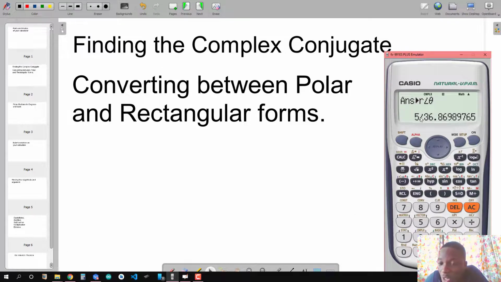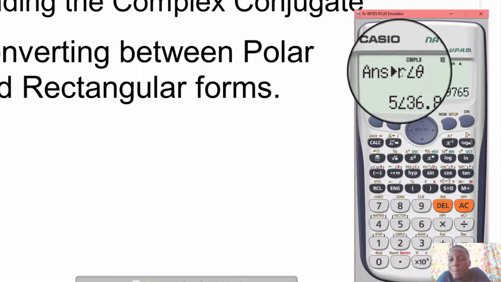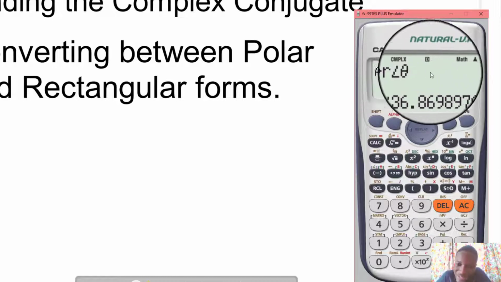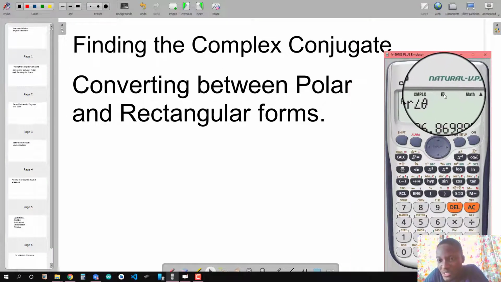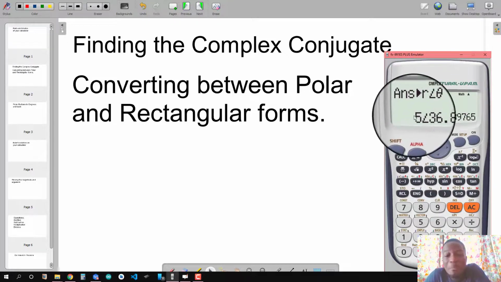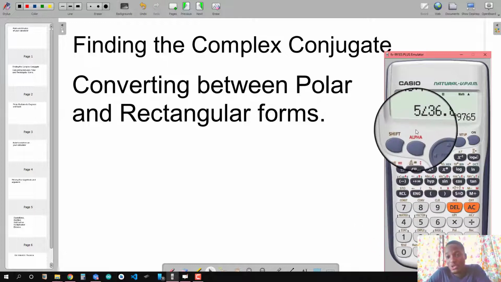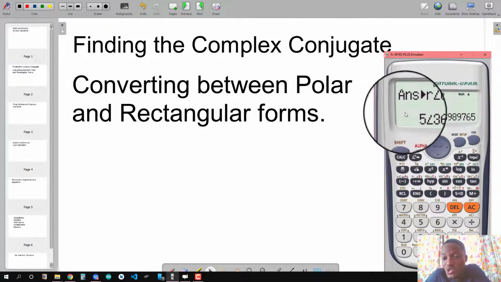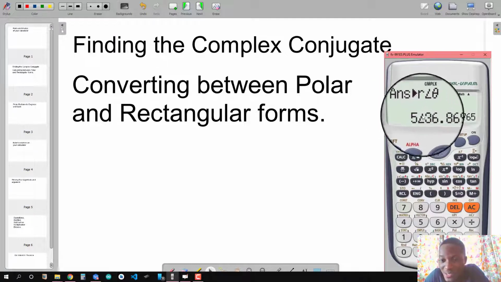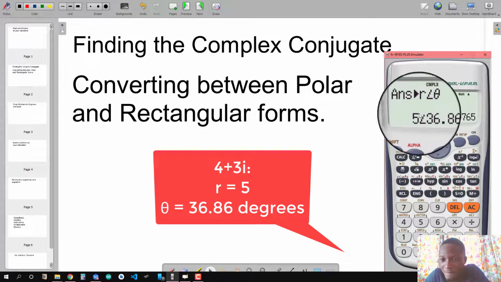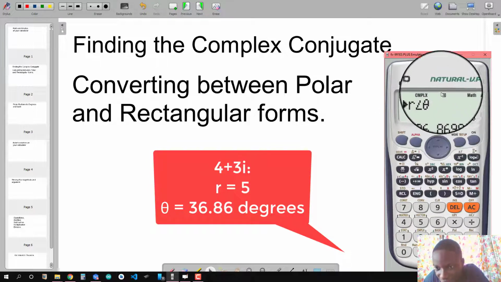As you know already, this r angle theta is a notation for magnitude and then the angle. The angle's unit is of course degrees because our status bar shows D. So if we want to find the magnitude of a complex number, we can simply convert that complex number, if it's in rectangular form, into polar form, and then our r here is simply the magnitude. So for our 4 plus 3i, the magnitude is 5. And the angle of our 4 plus 3i is 36.8 degrees.